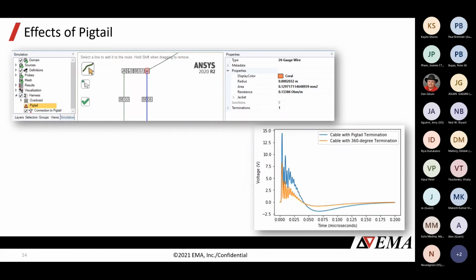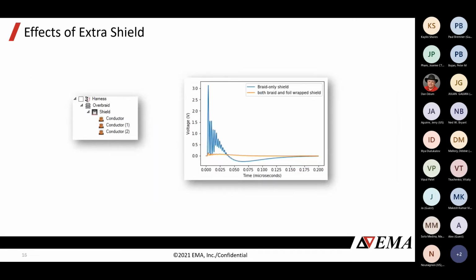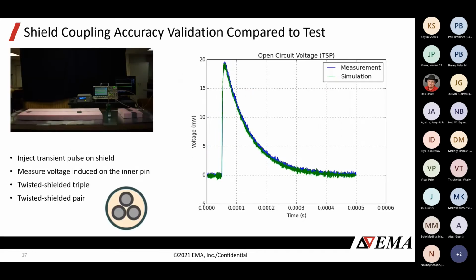EMA3D cable gives us the chance to very quickly and interactively change the design of the cable. We can add a pigtail. We can switch that to a 360-degree connector termination. We can change details of the braid. We can change from a foil to a weaved cable, or we can have both. We can change the weave angle and very quickly see the results of that change. We can add an extra layer of shielding and very quickly see the results. And we can feel confident that we're getting the right answer.